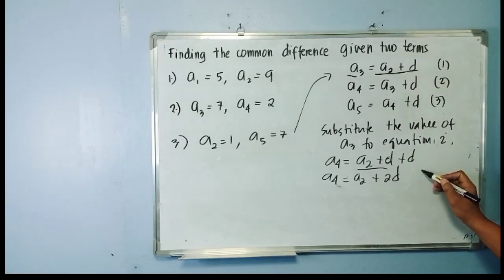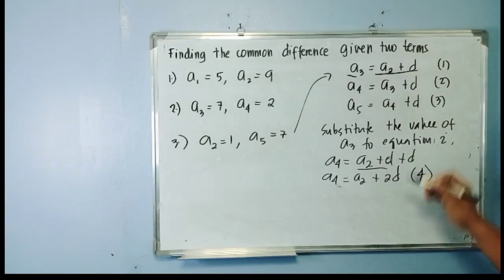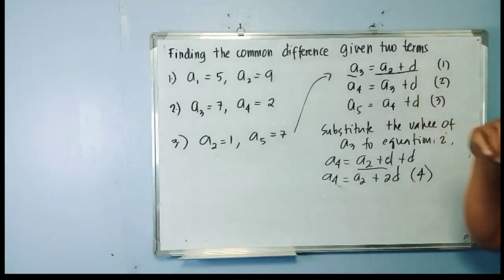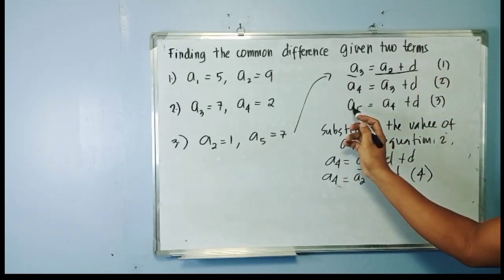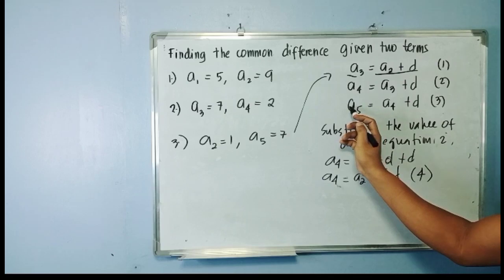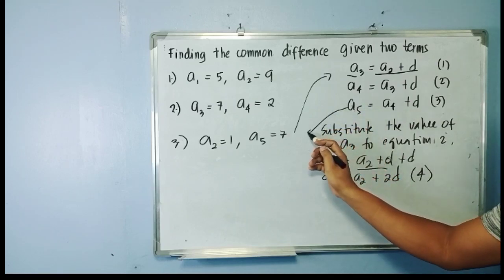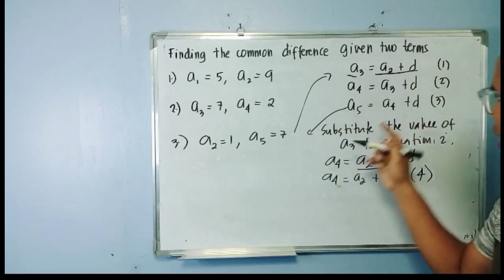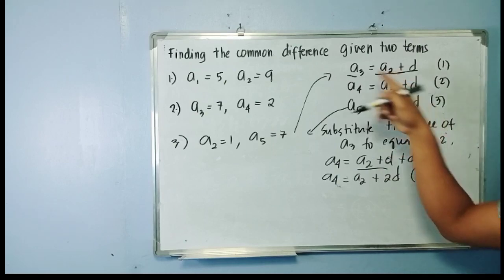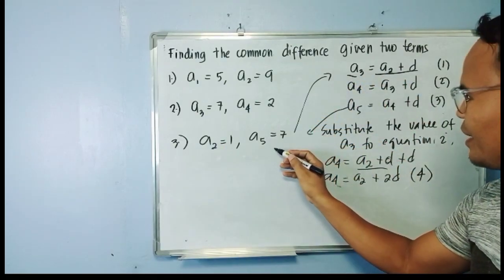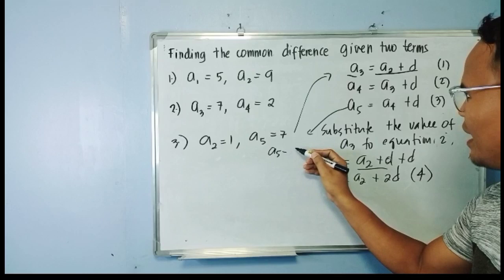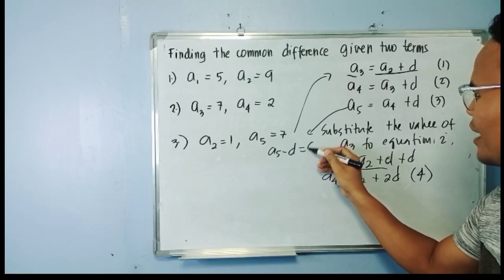So, this is now our equation number 4. This equation number 3 can be written as, or we can solve for a sub 4 here. You're going to transpose d to the left side. This will become a sub 5 minus d equals a sub 4.